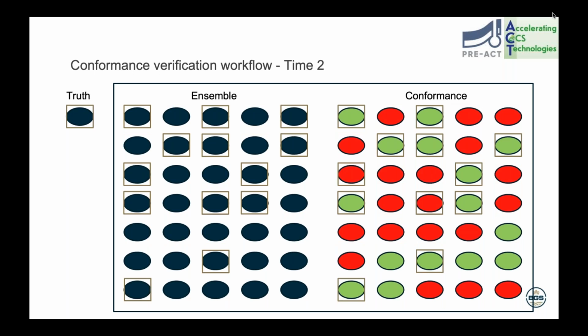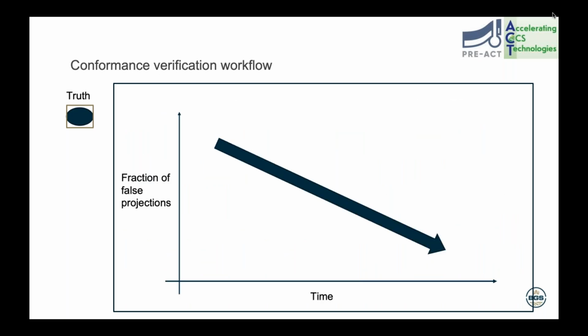However, at a later time, a different subset of models in our ensemble are in agreement with the monitoring data from the true scenario. As time goes by, we would expect that we'll converge on a correct assessment of where the truth will end up. Next slide, please. What we find generally is that the fraction of false positives will fall over time.